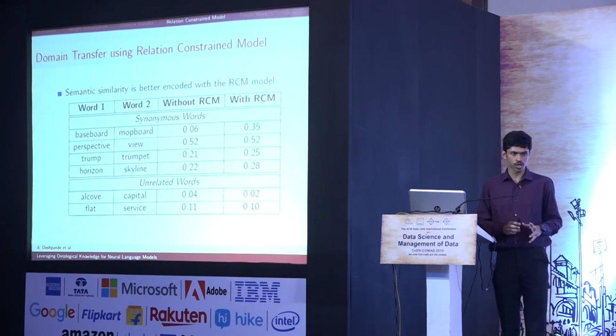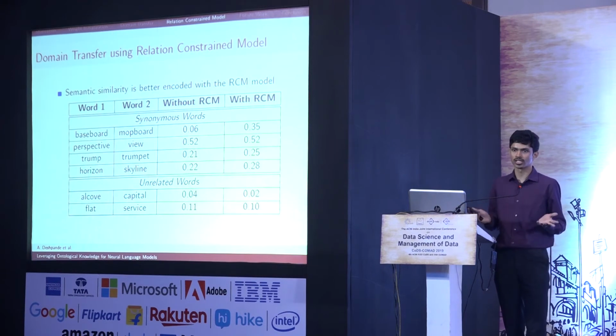And this is just to give you a sense of what the relation constraint model is trying to do. For words like baseboard and mopboard, which mean the same thing, when we don't use a relation constraint model, the similarity is 0.06, but it's much more when we use our model. And also on unrelated words, the disparity that is required is maintained by our model. So this is just a hand-wavy evaluation.